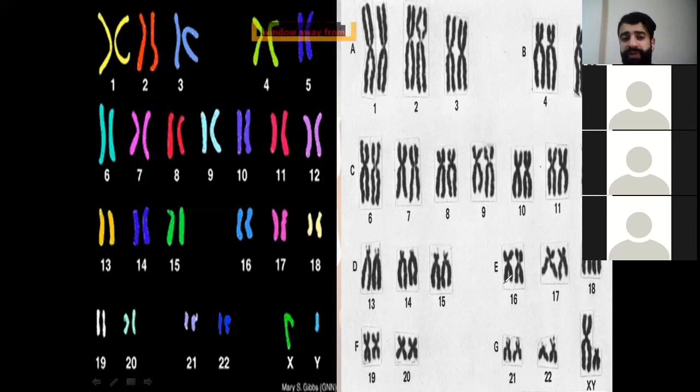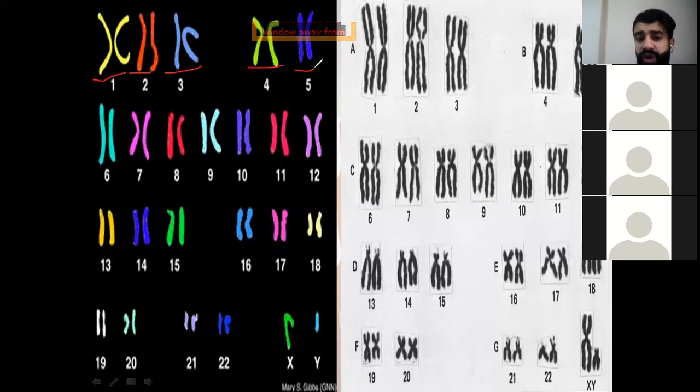While in a haploid we have one copy of each chromosome. Here we have one copy of each chromosome or two copies of each chromosome? Two copies, right? So this one belongs to a diploid. Chromosome number one, we have two copies, two, three, four, five.